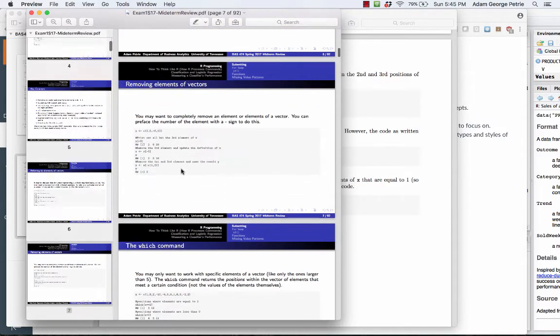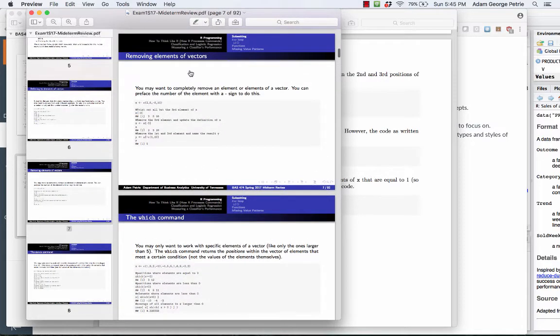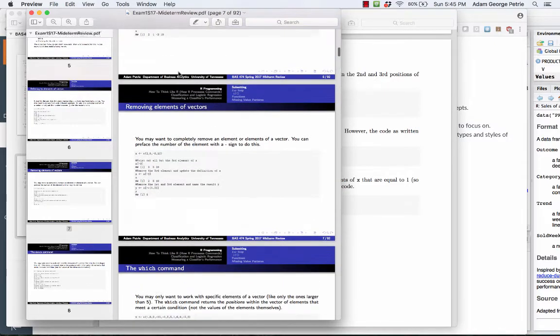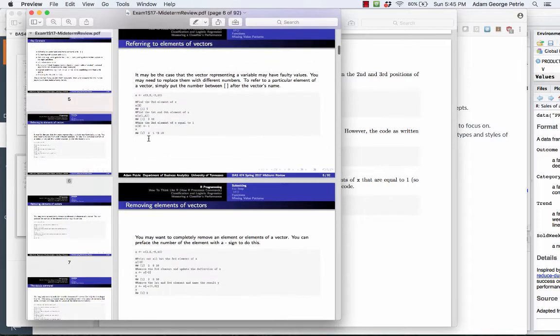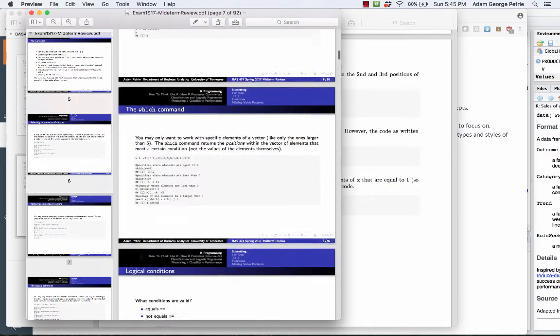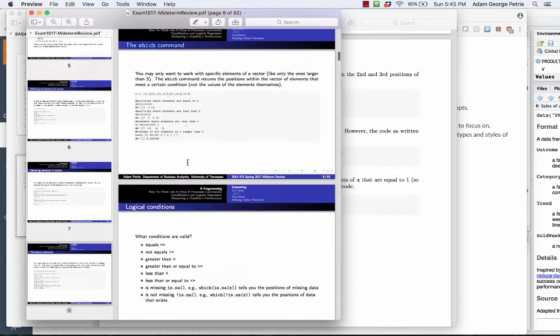So the first big set of notes in the midterm review are talking about some of the major commands that we've used and tasks that you should be pretty familiar with. So removing elements of vectors, referring to elements of a vector with the square brackets, with the minus sign, etc. You know how to do this by now. Being a pro at the which command is definitely something I suggest you be coming into the exam.